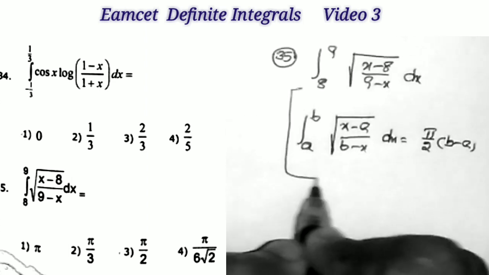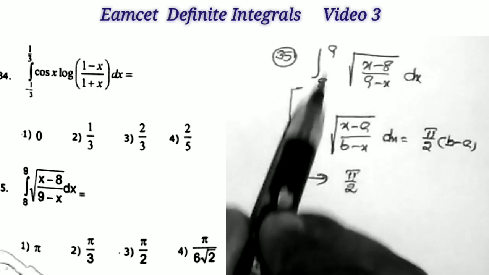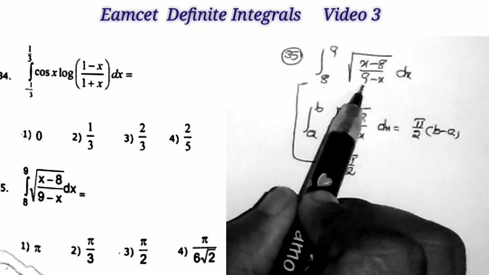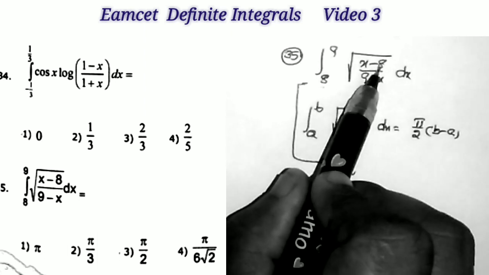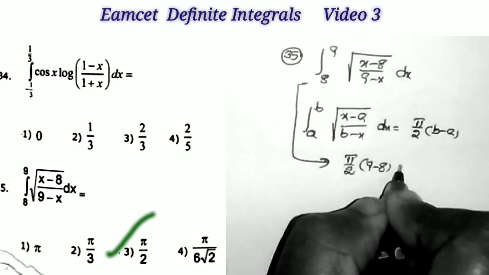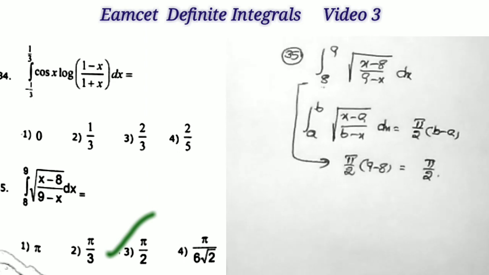So the answer is equal to pi by 2 into... what are the a, b values here? a is equal to 8, b is equal to 9, in x minus a by b minus x. So b minus a is 9 minus 8. Therefore the answer is equal to pi by 2. That's all, and that is the third option.